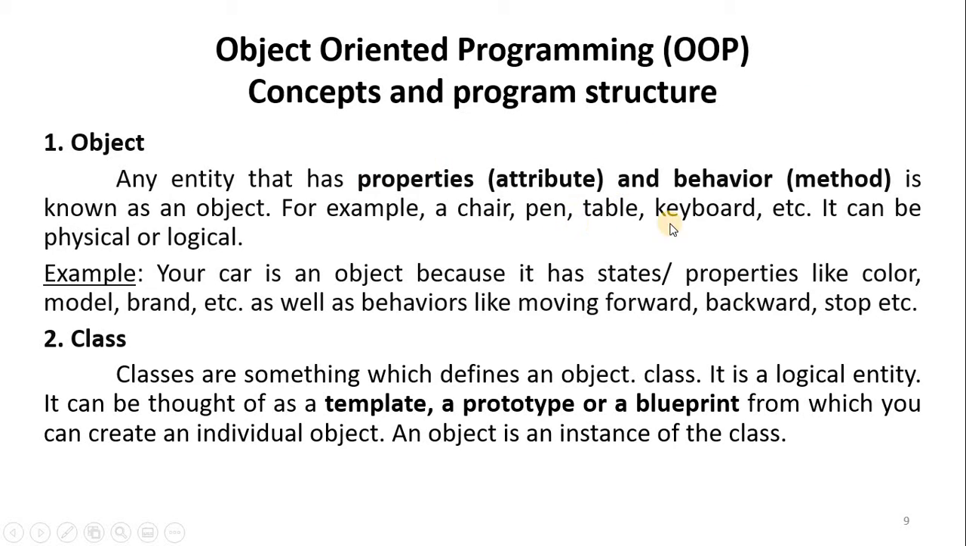For example, you can take a pen, table, keyboard, and any physical or logical equipment. Let me give another example. We can take a car as an object. Every car has a color, model, and brand. These are all the properties. And when you look into the behavior or method, a car can move forward, backward, and can be stopped. These are the methods that we can have in the car. So I hope you understand the object.